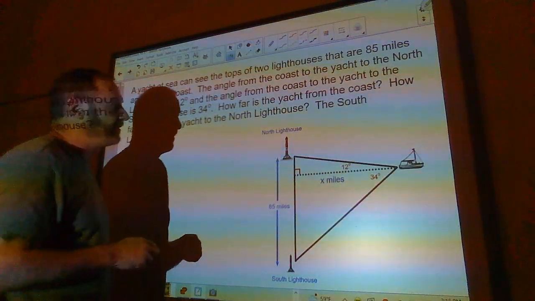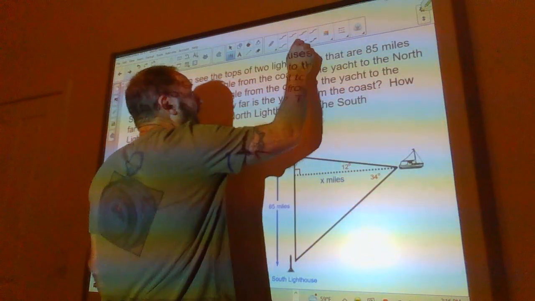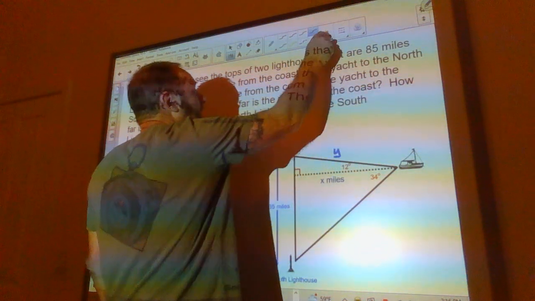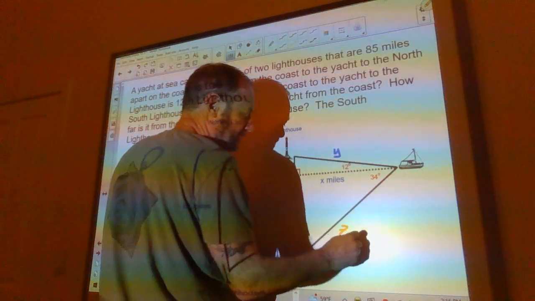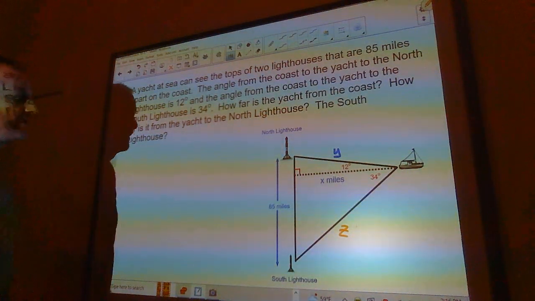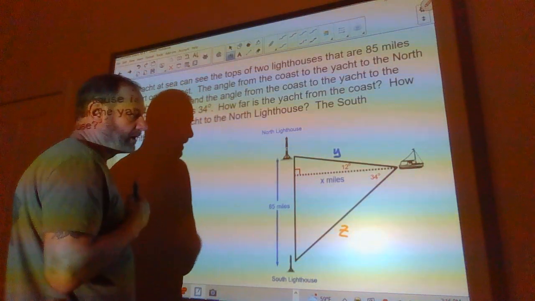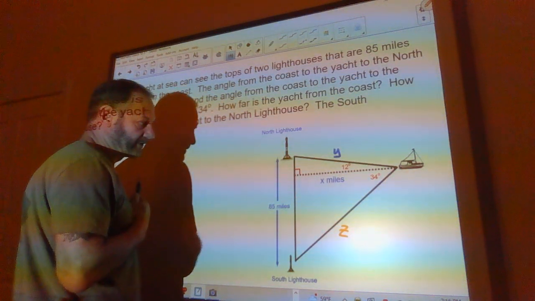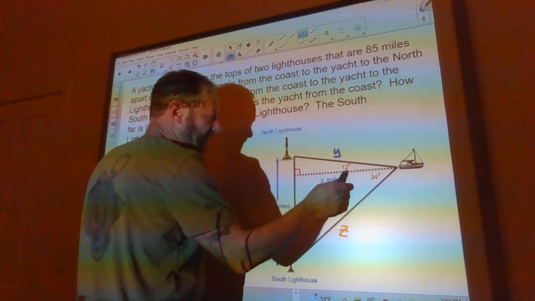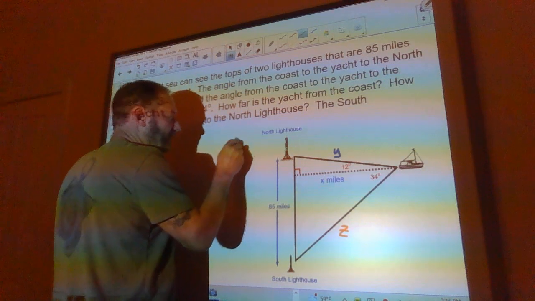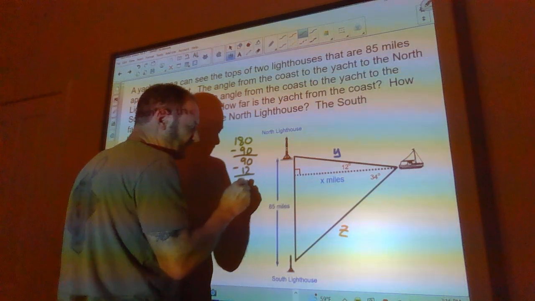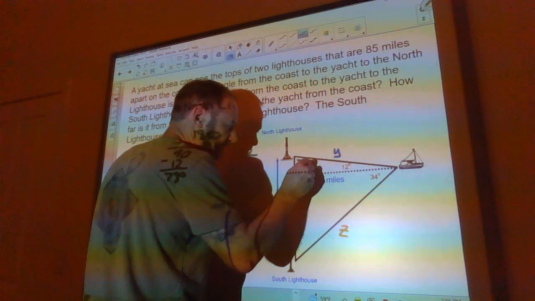Okay, so I'm going to find x, I'm going to find y, and I'm going to find z. Okay, so here we go. I have to start out by finding some other angles here. So what do I know? I know this is 90 and that's 12, so 180 minus 90 is of course 90, minus 12 leaves 78. So this is 78 degrees right here.